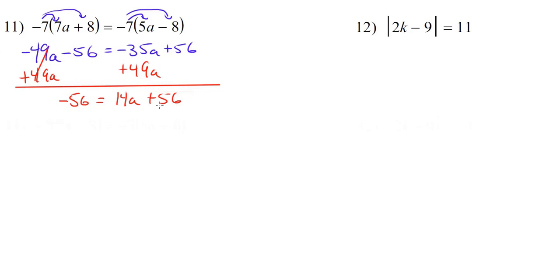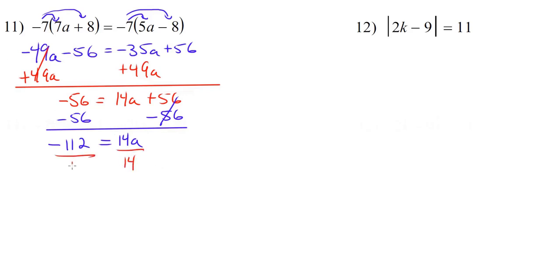Now we have to get rid of this positive 56 here, so we're going to subtract 56 from both sides. On the right, these cancel out, leaving us with 14a. And on the left, negative 56 minus 56, same sign, add them together and keep the sign. That's negative 112. Then we divide both sides by 14. And we get our answer, a equals negative 8.